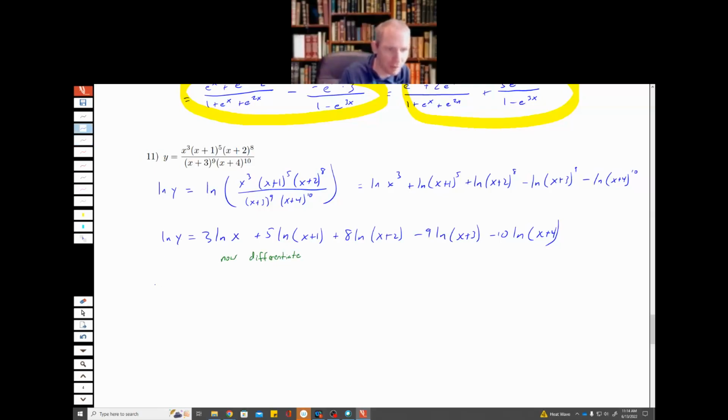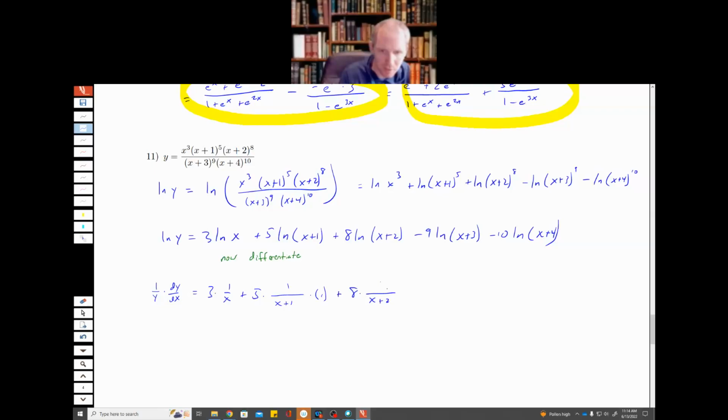Okay, the derivative of ln of y is 1 over y times the derivative of y, so times dy dx. On the right, I have 3. The derivative of ln of x is 1 over x. Nice and simple. For all the rest of these, I'm using a chain rule. So we have 1 over the inside function times the derivative of the inside function, but the derivative of x plus 1 is just 1.